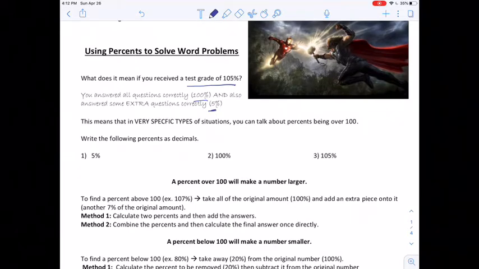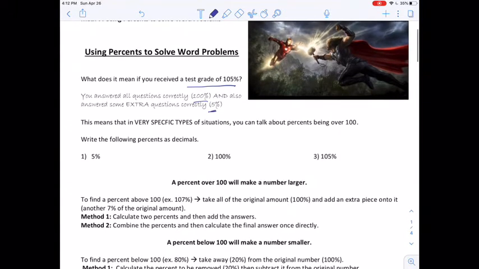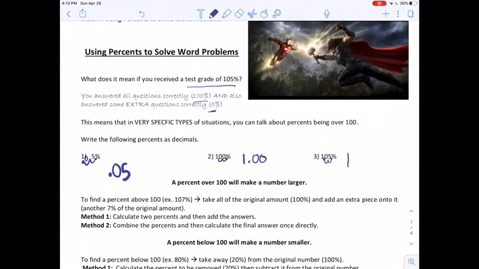So first we're going to practice writing the following percents as decimals. So we know how to write 5%. We're going to put our decimal right after the 5, move it 2 spots to the left, and fill in any missing spots with a 0. So 5% is 0.05. 100%, our decimal is at the end of the 100. Move it over 2 spots to the left, 1, 2. You have 1.00. And 105, decimal spot, move it 2 spots over to the left. You have 1.05. That's something we've been practicing for a few days now.